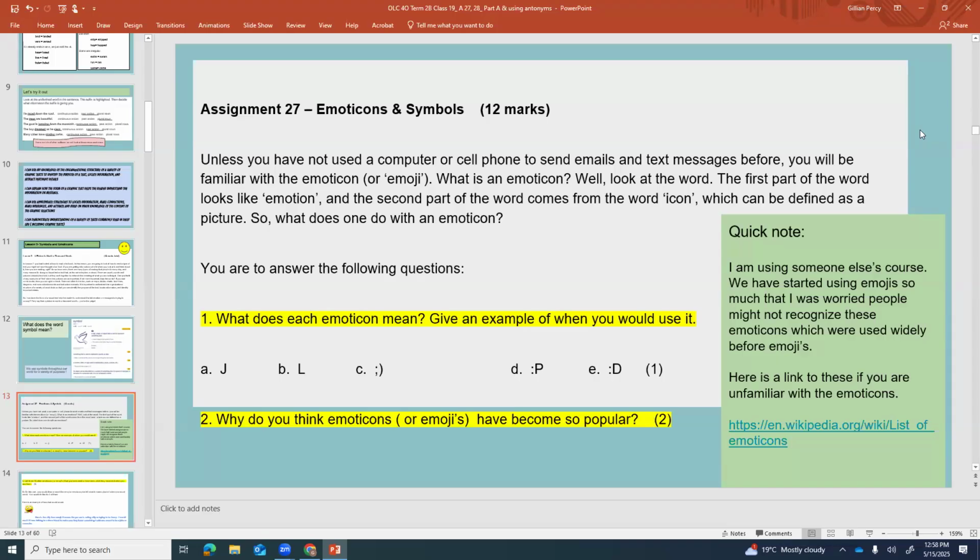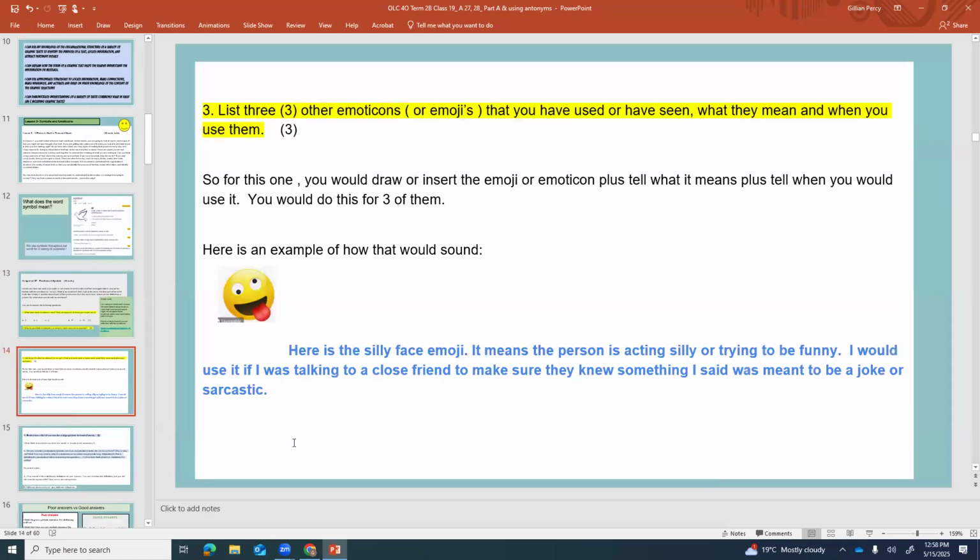Because I'm not sure if you're younger if you will know what these mean, there are some links that you can go to if you're not sure of those. There's actually in Wikipedia a little list of emoticons and what they mean, so you're welcome to go there to check these out. Number two, why do you think emoticons or emojis have become so popular? That's an opinion one, so whatever you think that's reasonable, just remember to put it in a complete sentence.